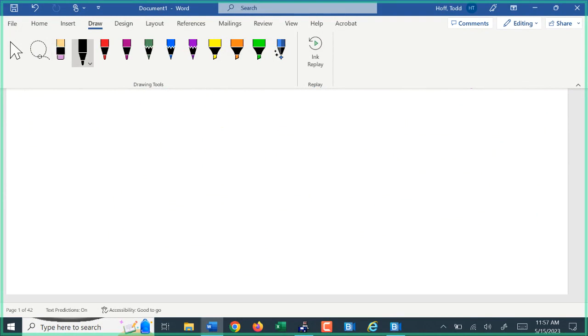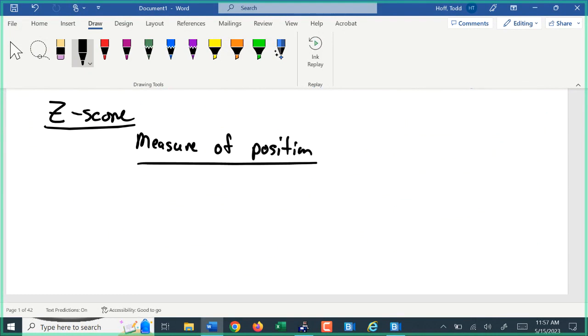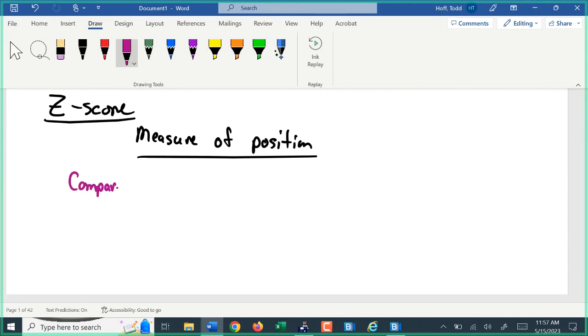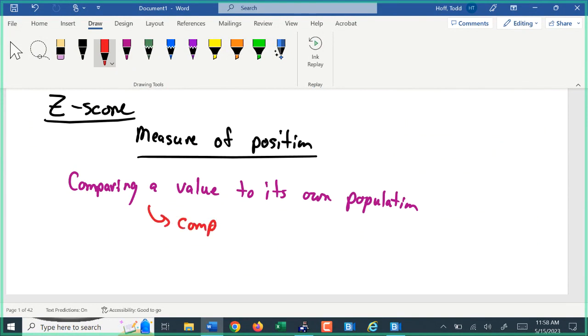Now, very closely related to the empirical rule is a thing called a z-score. And a z-score is one of our first measures of position. The other one we talked about was percentiles, quartiles, and all those that we mentioned on Friday. So anyway, I mentioned a little bit on Monday as well. So measures of position. Z-score being the biggest one, what the z-score does, it allows us to compare things from different populations because we're comparing a value back to its own population. And by doing that, like I said, we are now able to compare values from different populations.